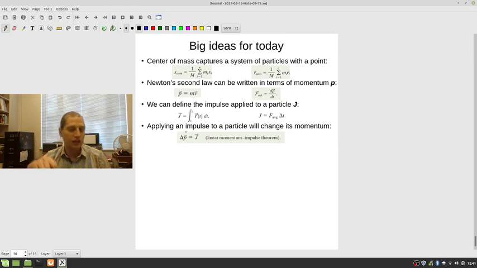And applying an impulse to a particle will change its momentum. Okay, so I apologize. I know a lot of new notation, a lot of new terms today, not a lot of payoff, but trust me, it's coming. We'll be able to do new problems with this sort of stuff.